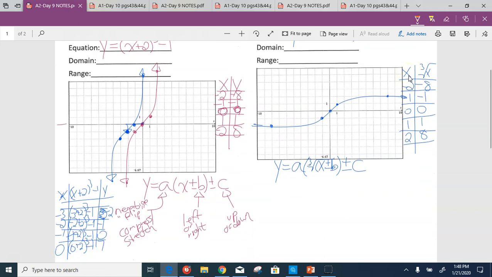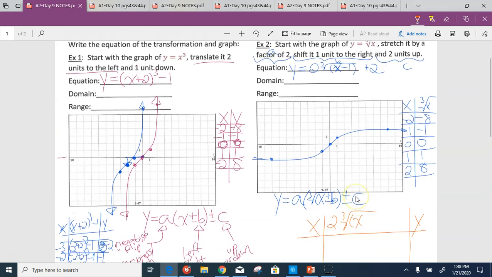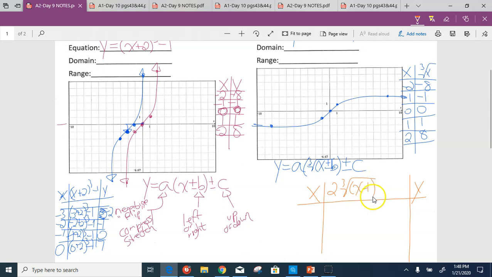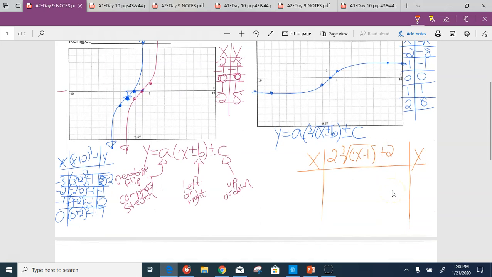I'll go ahead and get a mini table set up. x here. Here's my y value. My equation is 2 times the cube root of x minus 1, plus 2 to get that upward movement. Let's pick my 5 values. The middle one should be whatever makes the radical 0. So to go one number minus 1 would give me a 0. Well, that would be a positive 1.